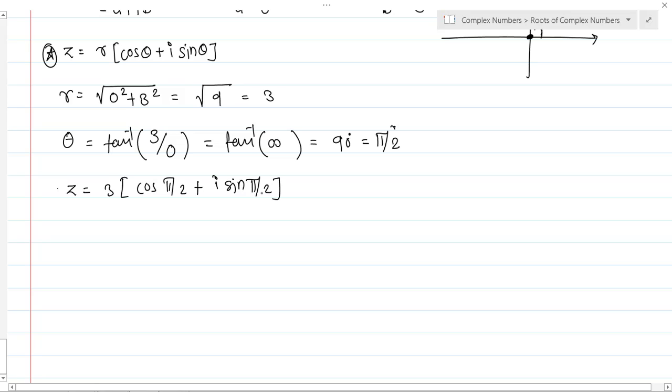And then what will be the exponential form? R e raised to i theta, where R is 3, so 3 e raised to i. How much is theta here? It's pi by 2. That's it. 3 e raised to i pi by 2 is the answer to this question.